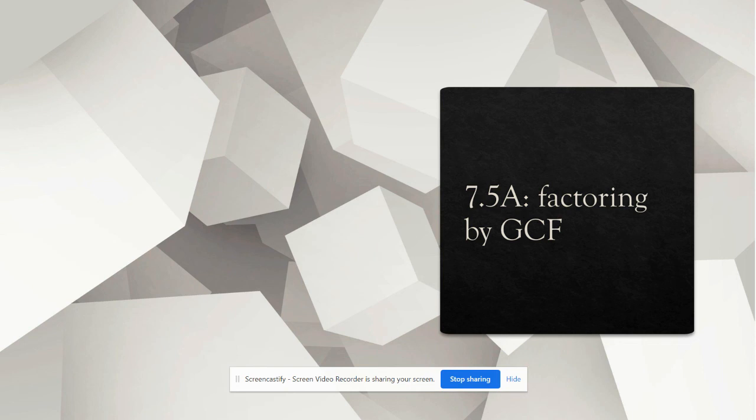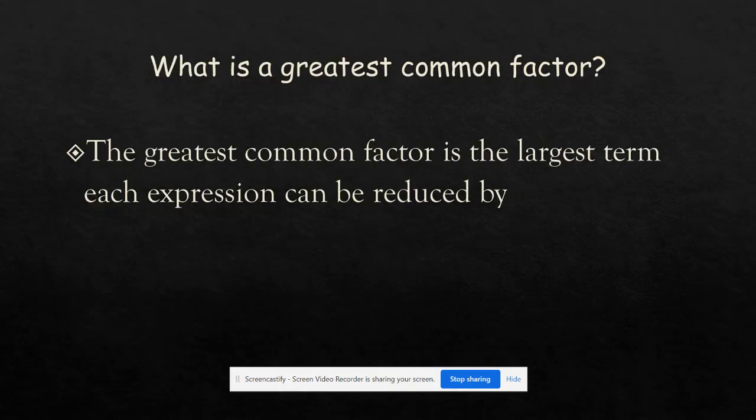Welcome back. We are going to start our factoring portion of polynomials in Chapter 7, starting with taking out greatest common factors. What is a greatest common factor? It's the largest term each expression can be reduced by. We're used to doing greatest common factors for just numbers, like 4 and 12. Now we're going to add letters into that, of course. So we'll include those in our examples.